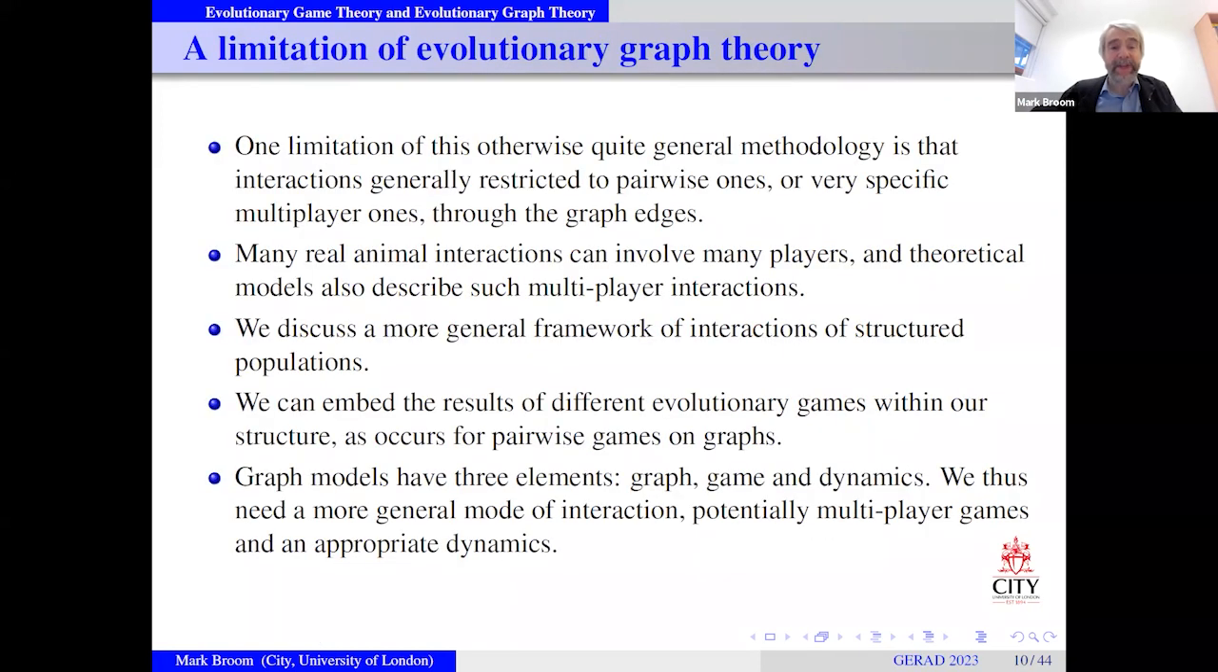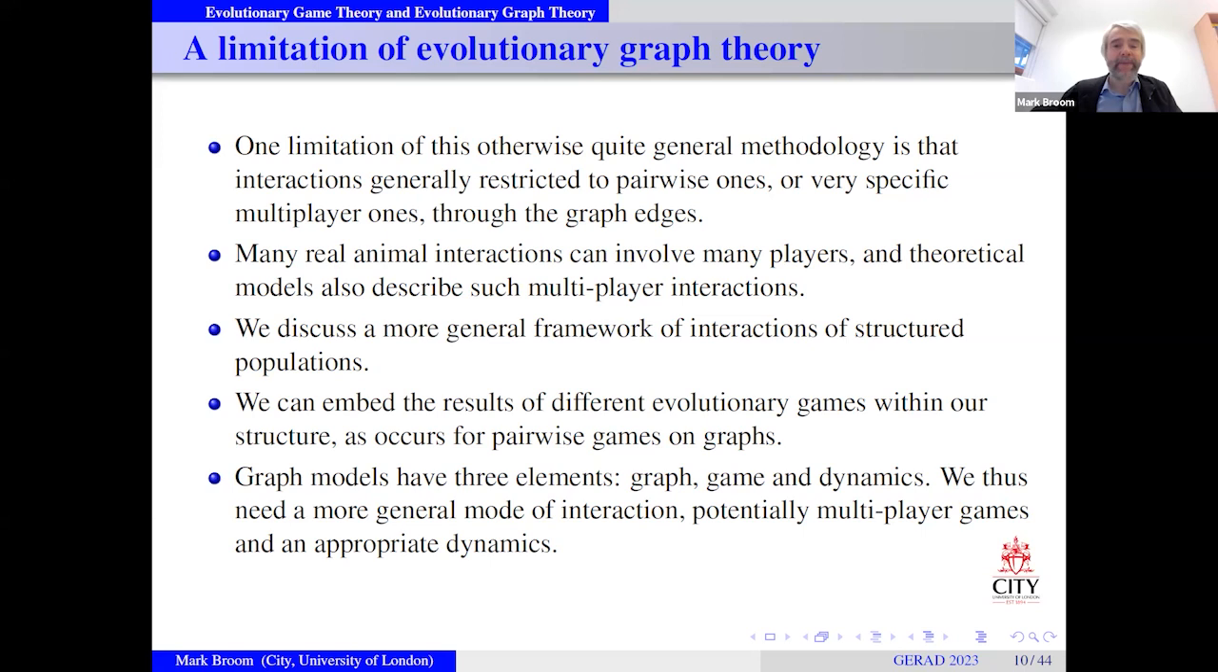So one limitation of evolutionary graph theory, which is very useful and flexible, is that all games are typically either pairwise or multiplayer, but in very specific ways. You can define games such that I play a game against all of my neighbours, and then I'm involved in another game where I'm one of the neighbours of someone else. But then I'm always playing with a fixed number of players within a particular game.